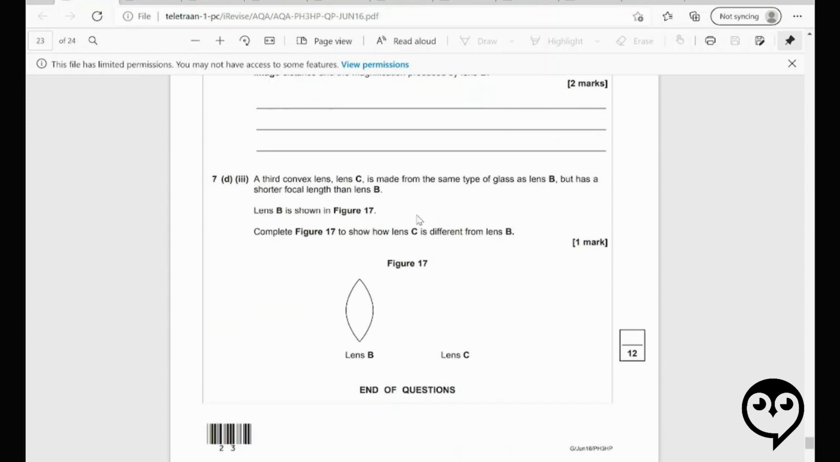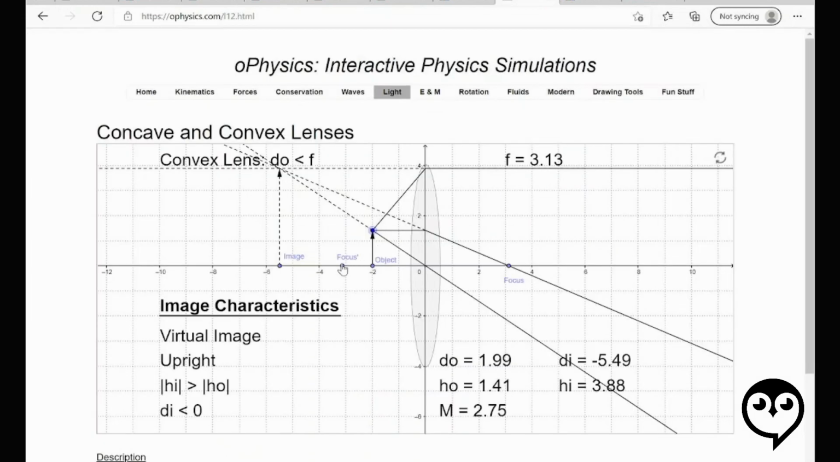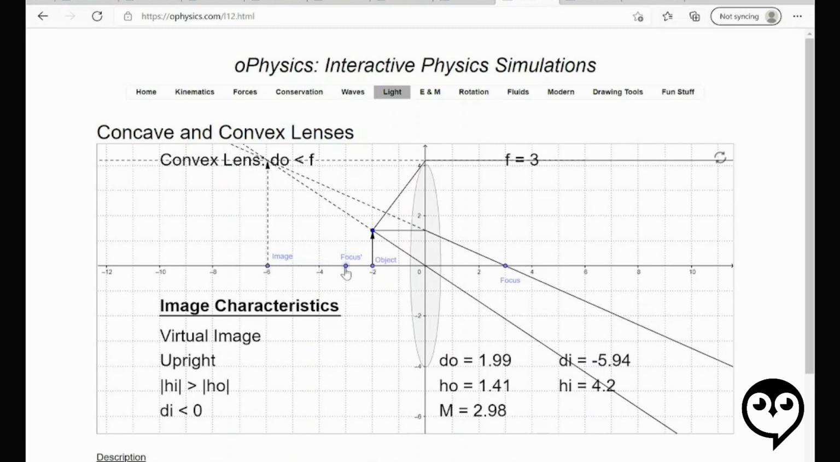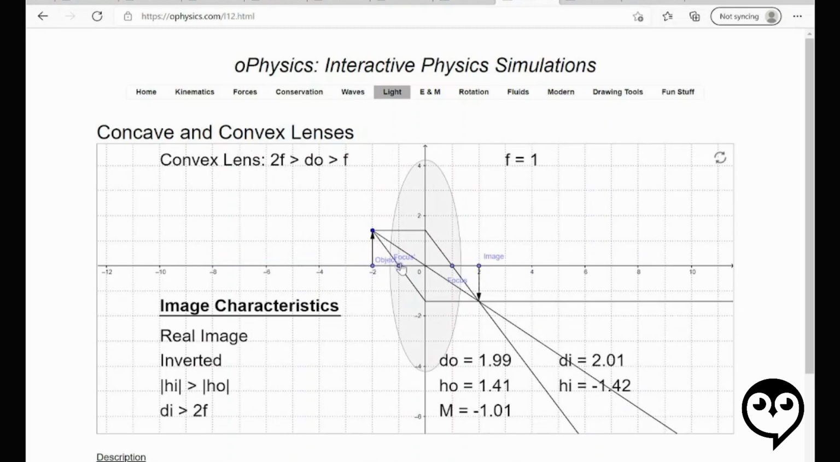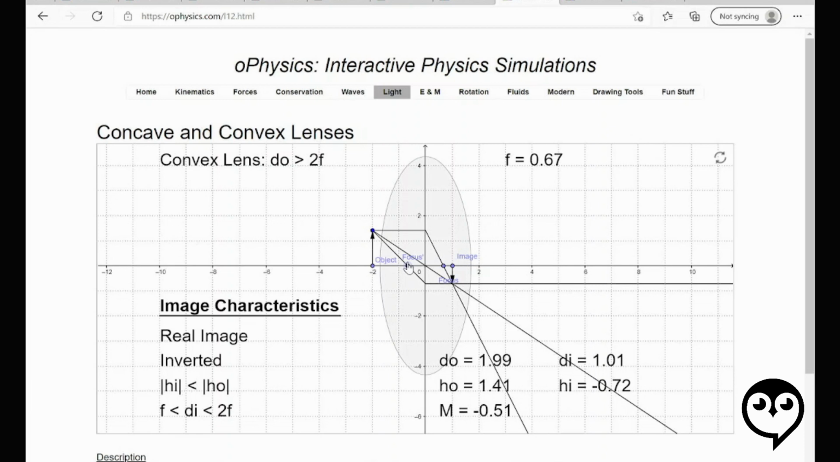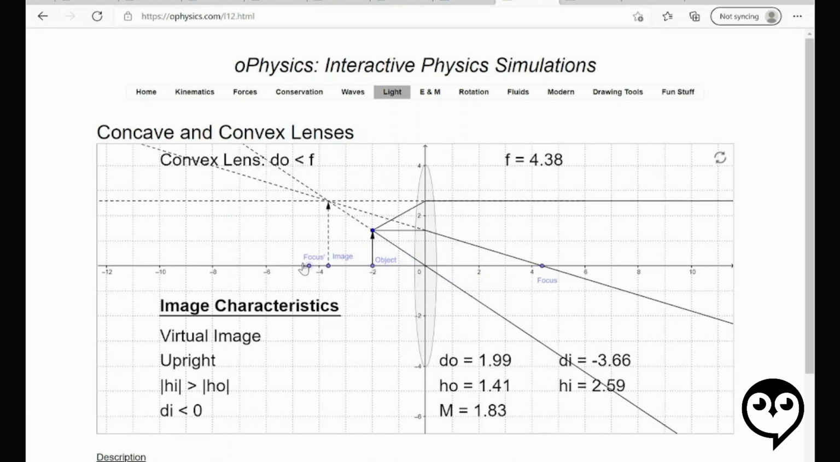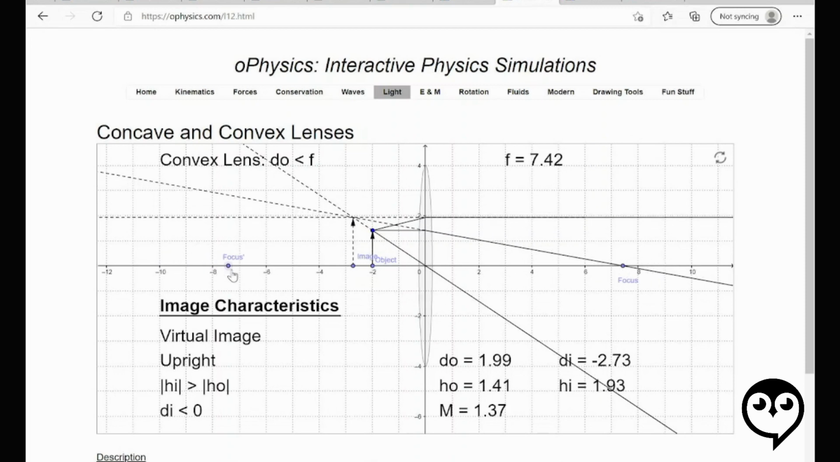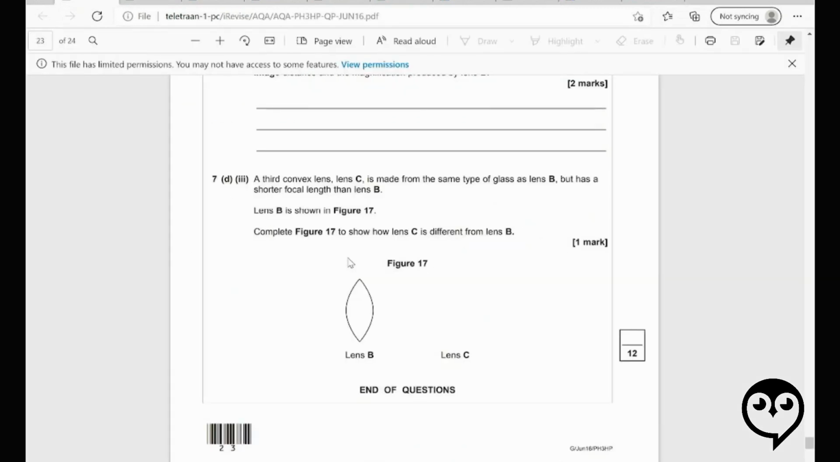Part 3 here, we've got a convex lens, same type of glass as lens B, but it has a shorter focal length. Okay, complete the figure to show how lens C is different from lens B. If it's got a shorter focal length, if I can change the focal length of this lens and make it a really short focal length, you can see the lens bulges out. And if I make it a very long focal length, we've got kind of a thin lens, don't we? So if it's got a shorter focal length, it's going to be more of a bulge.